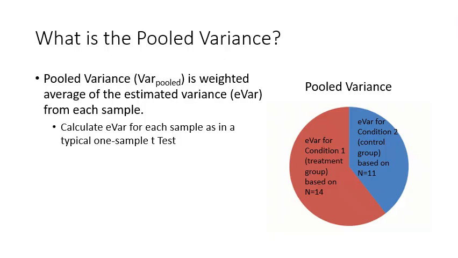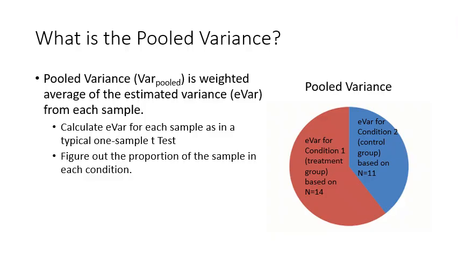We do it formulaically. This is a really important step. We figure out the variance for each sample, just like we do in the t-test. We use the estimated variance, degrees of freedom included there. Then we figure out the proportion of the sample in each condition. So we figure out what percent of the total number of individuals is in each condition. And then we multiply the proportion by the EVAR for each sample and sum them up to get this pooled variance. And we'll work out these formulas in detail. So the next slide is a lot of formulas, but we'll work it out in detail.